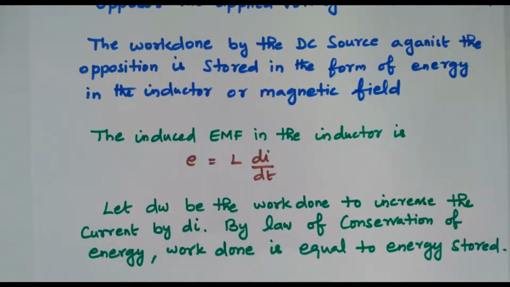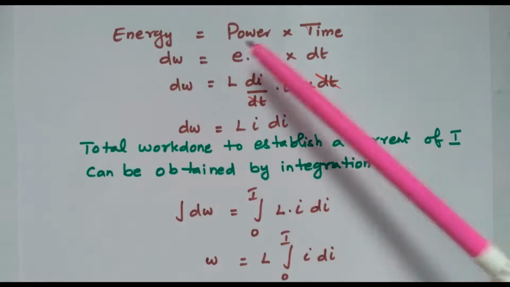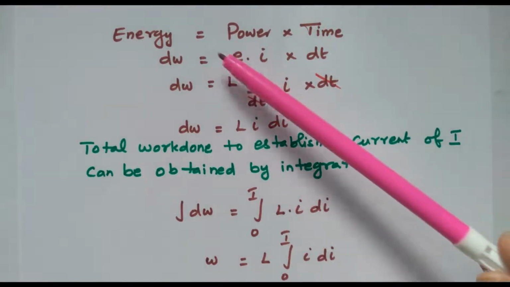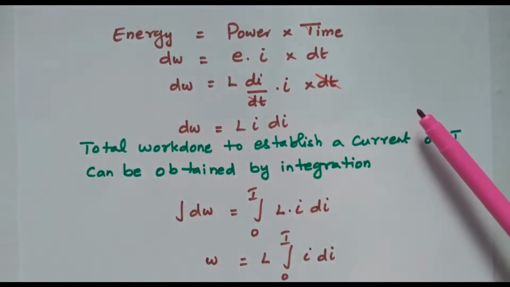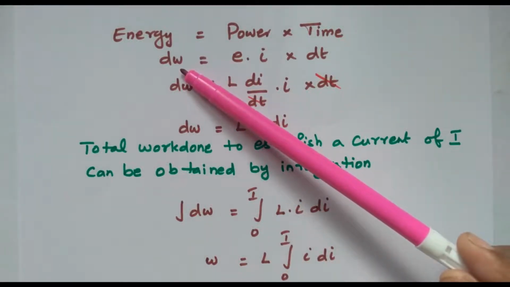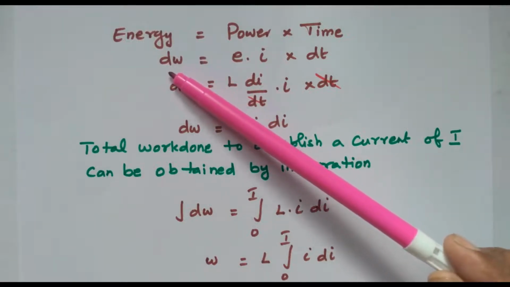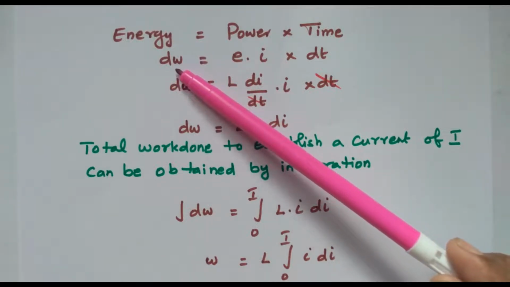Now we'll see what is the work done. So the energy is given as power into time. The general formula for energy is nothing but power multiplied by time. This energy is equal to the work done. Just now we discussed the work done is equal to the energy. So the energy is represented as dW, work done. This dW represents the work done by small current. By integrating we will get the total work done.